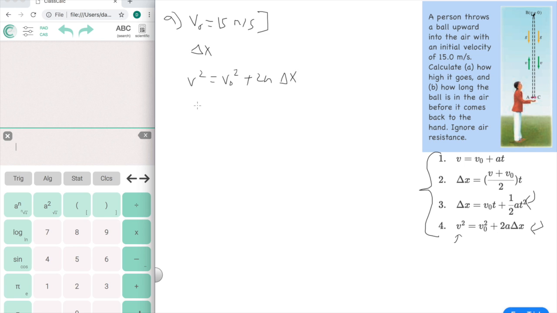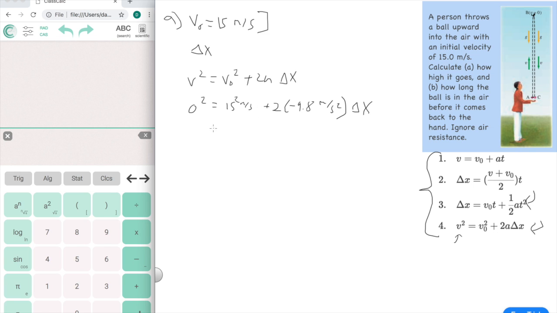Plug in the variables. That's 0 squared equals 15 meters per second squared plus 2 times, and now gravity is going to be negative 9.8 because we took upward to be the positive direction, so negative 9.8 meters per second squared, times the delta x, which we don't know.